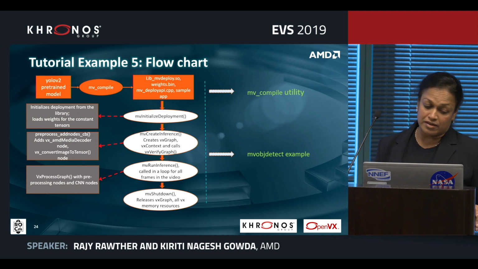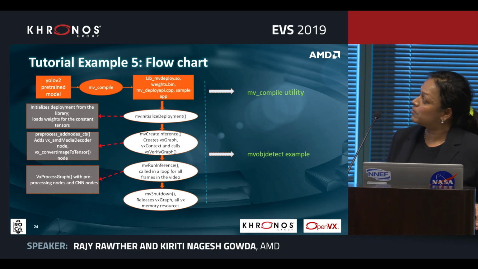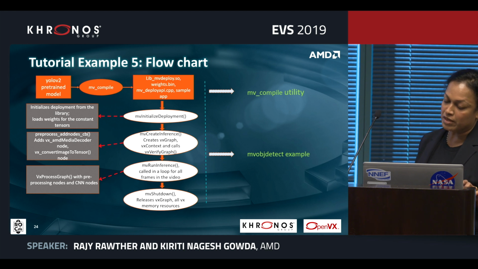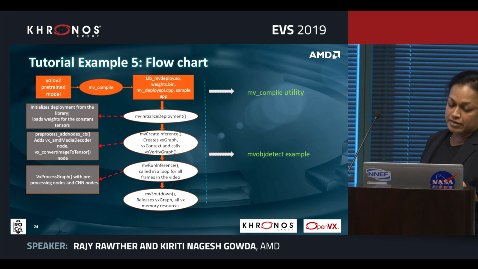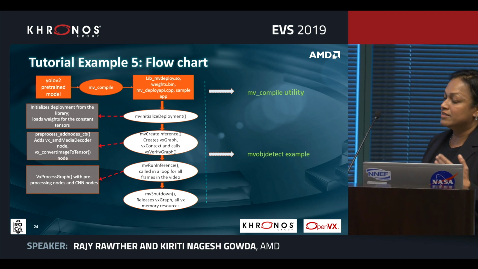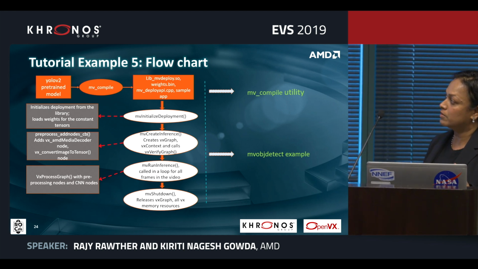This one is showing the block diagram. I thought it is easier to understand from the block diagram than the other one. It takes a YOLO V2 pre-trained model, then goes through the MV compile utility, which generates the deployment library and the weights of the model and some CPP files. Then the application, which is called MV object detect example, calls the initialize deployment, which loads the library and sets all the function pointers, etc., to run the inference.